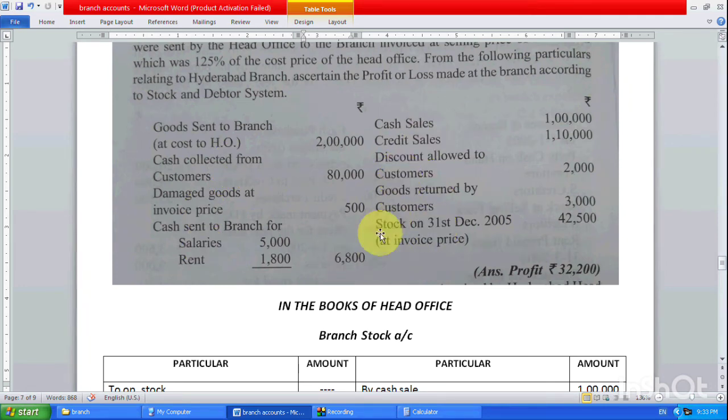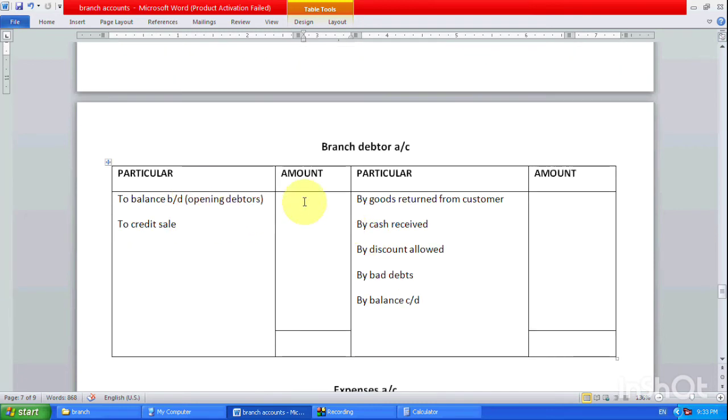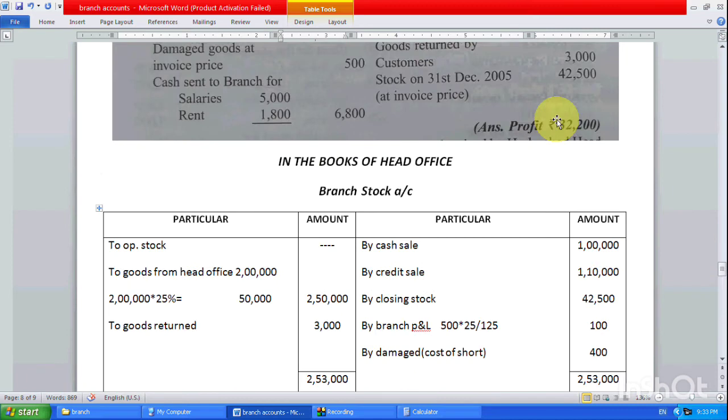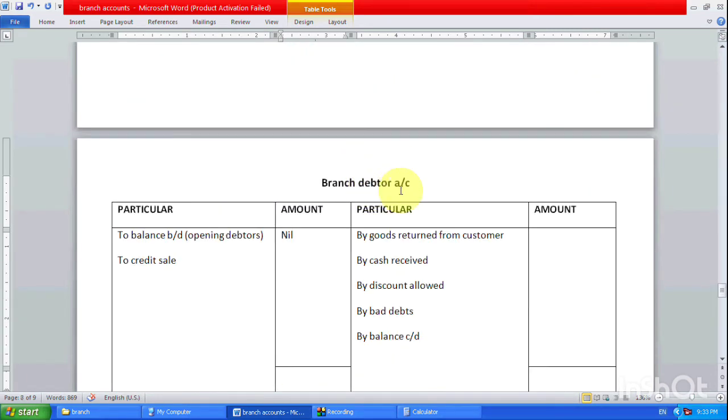See, is there any debtors opening or closing? There is no opening or closing debtors. Goods sent is there and credit sale is there. So write nil to opening balance. Credit sale how much? See here, 1,10,000 is the credit sale. Right, 1,10,000.